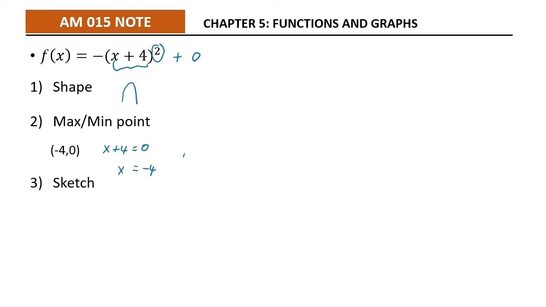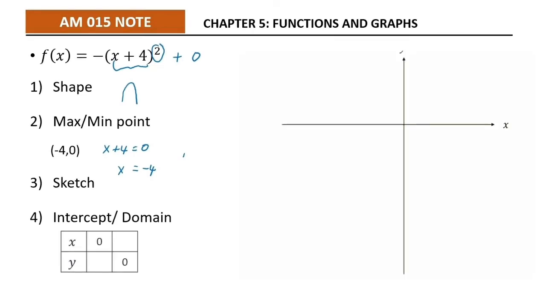Third one, sketch the graph, and then find the intercepts or domain, if any. Sketch the graph with minimum point (negative 4, 0). So negative 4 is here and 0. So this is a minimum, going up and then down again. Make sure your graph is a smooth line.